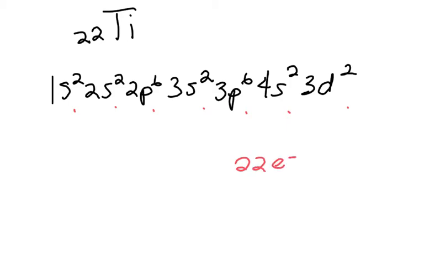Okay, next we come up to copper. Copper, silver, and gold do something a little funky. I'm not really worried that you know gold, but I'm going to put up copper and silver. You kind of need to know those two. Now, copper has 29 electrons.